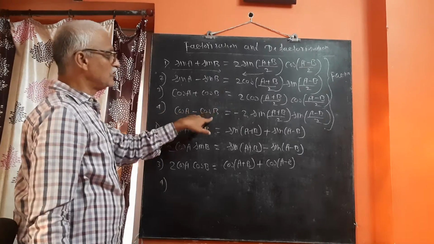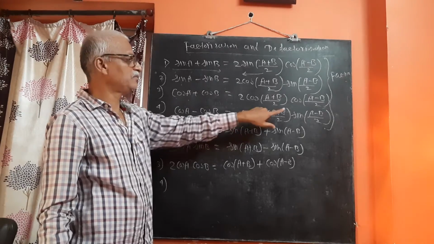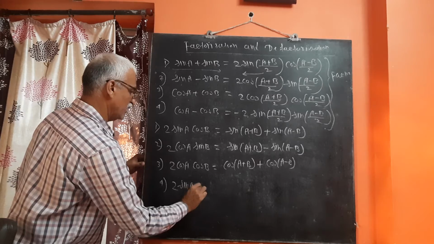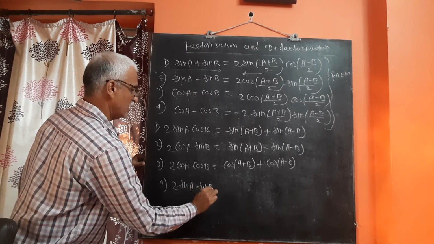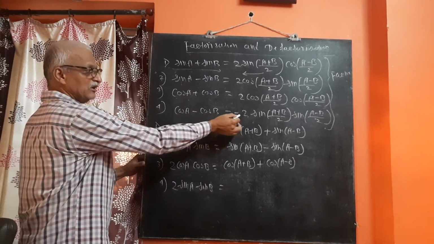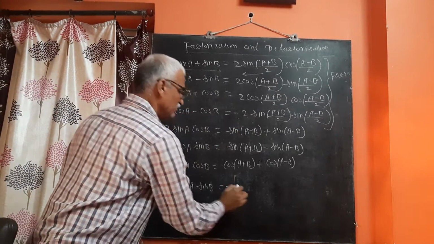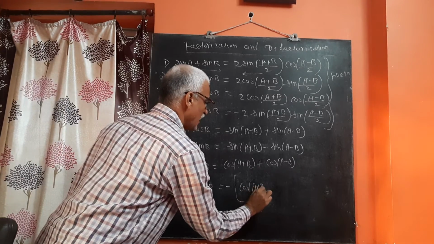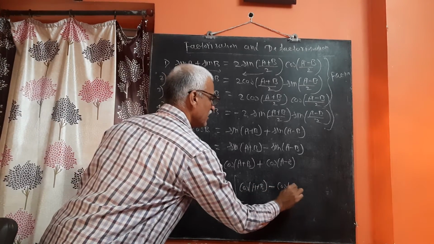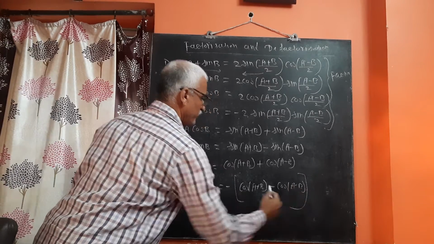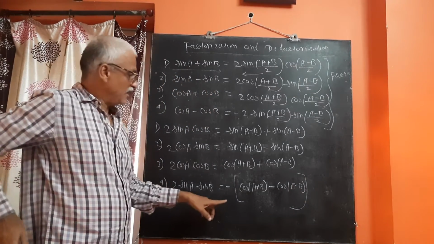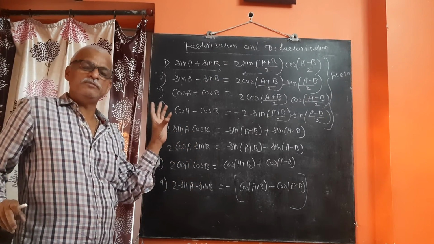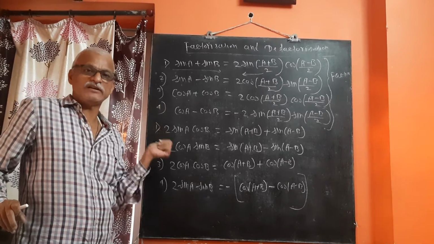The subtraction of 2 cos is the negative multiplication of 2 sin. So here 2 sin A into sin B is equal to the subtraction of 2 cos with this negative sign, so minus of, in brackets, cos of (A plus B) minus cos of (A minus B). In this way you can remember all the 8 formulas: 4 on factorization and 4 on defactorization.